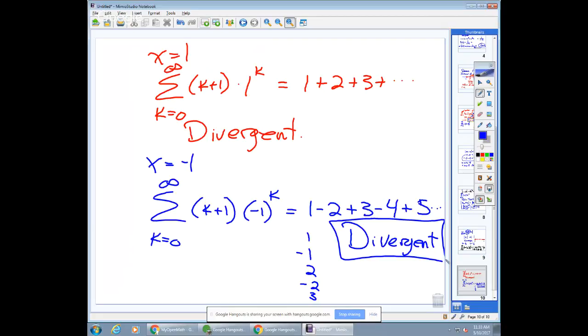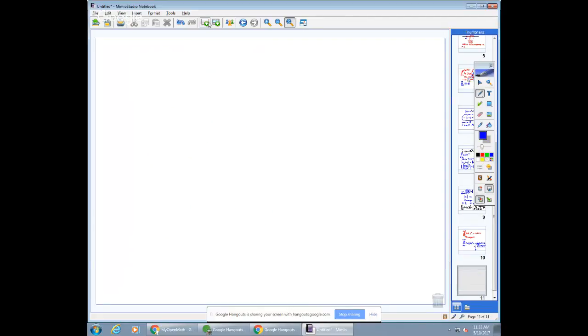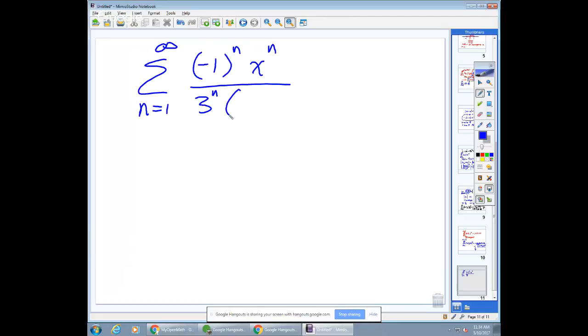All right, let's go hardcore. All right, so we're going to try the sum as n goes from 1 to infinity of (-1) to the n times x to the n divided by 3 to the n times (n squared plus 5). Oh, that's not the one I wanted. Oh well. We'll go with it anyway. I wanted the next one on my list.